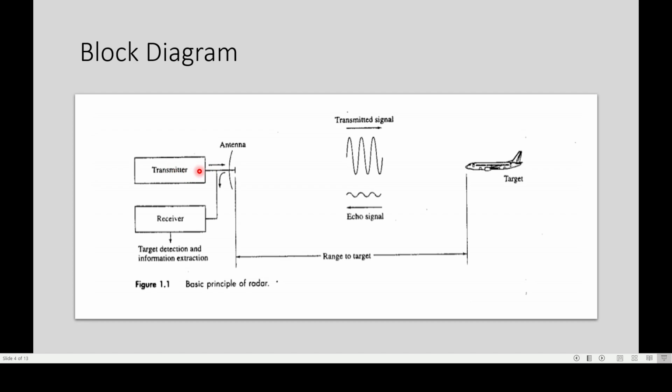The transmitter usually transmits an electromagnetic signal to the target. Suppose this is the target that we have to identify. After transmitting the electromagnetic signal towards the target, the target will reflect some of the electromagnetic signal towards the radar itself. Then some part of the radiated signal towards the radar is collected by the receiver section, and it is processed to get further information. Usually the returned signal, I mean the signal which comes back to the radar, is considered as the echo signal.